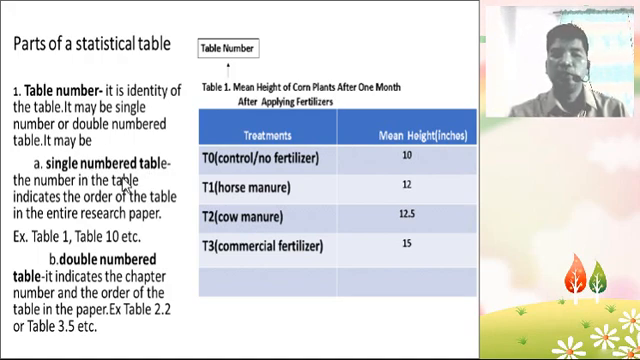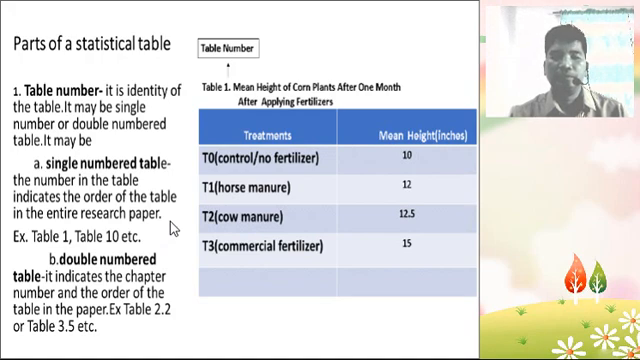The single number table class is usually used to indicate the order of the table in the entire research paper. So meaning to say, you can use single number by basing it on the order of the table in the entire research paper or entire manuscript. If it is the first table in the entire research paper, then you can label it as table 1. If it is the 10th table in the entire research paper, you can label that as table 10. So there is only one or single number in that table.